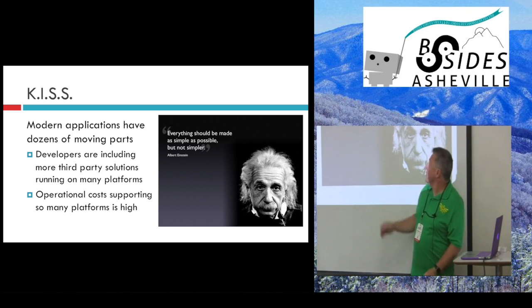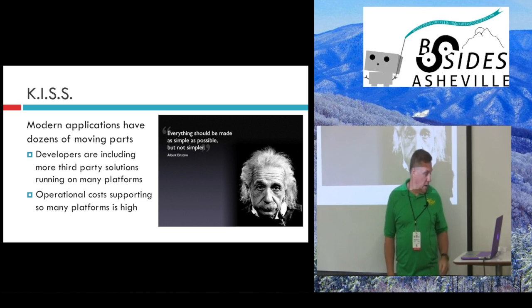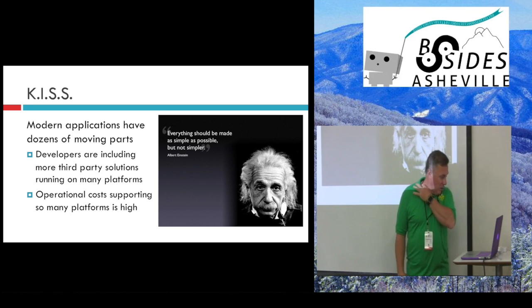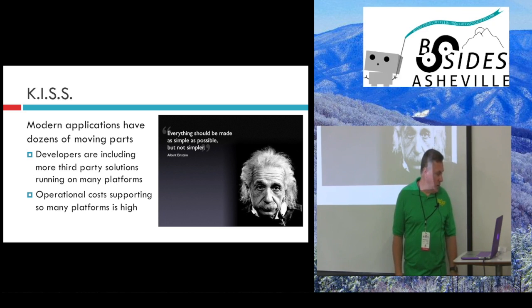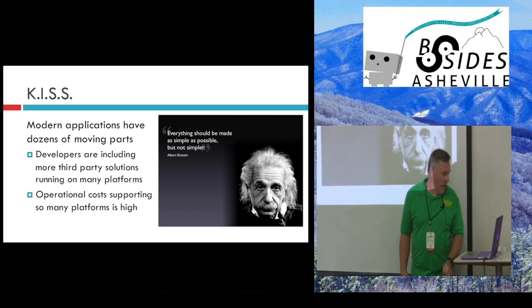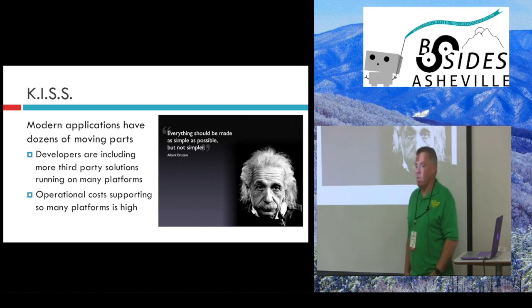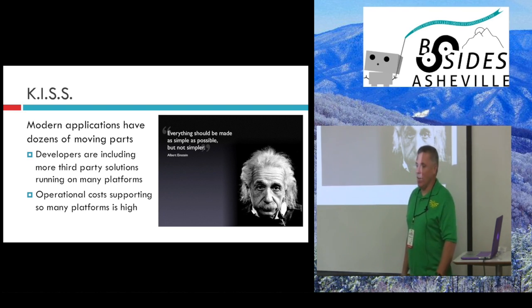Einstein's quote here: everything should be made as simple as possible, but not simply. And then I've got another one I picked up along the way. There are two ways of constructing a software design. One way is to make it so simple that there are obviously no deficiencies, and the other way is to make it so complicated there are no obvious deficiencies. The second one will cost you a lot of money down the road. Always.